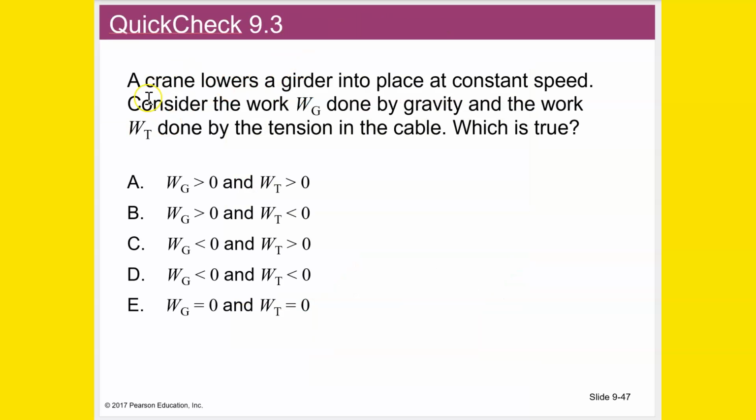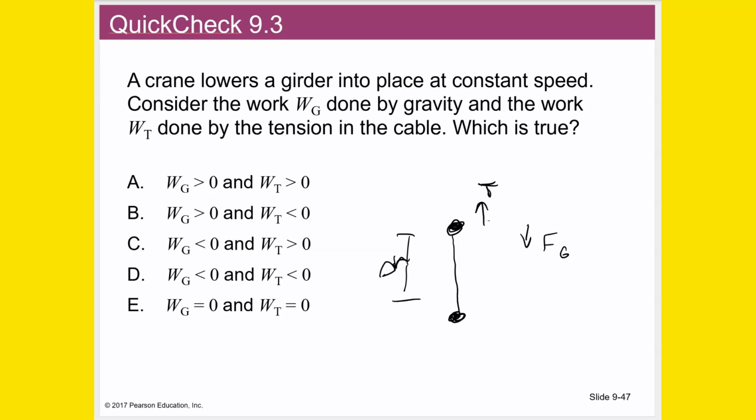All right, quick check 9.3. A crane lowers a girder into place at constant speed. Consider the work W sub G done by gravity and the work W sub T done by the tension cable. Which is true? All right, so this object moves from here to here. Okay, delta R. Tension points this way. Gravity points this way.